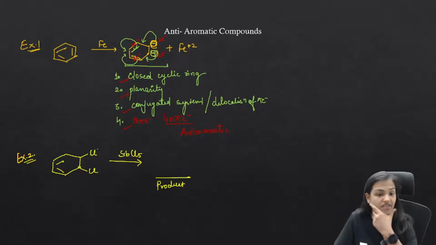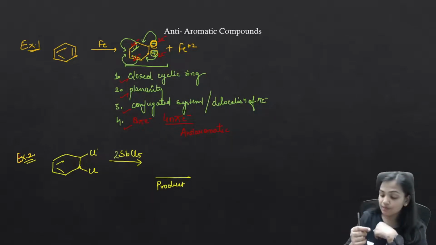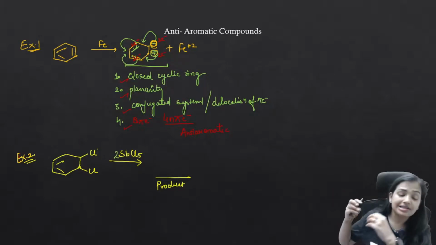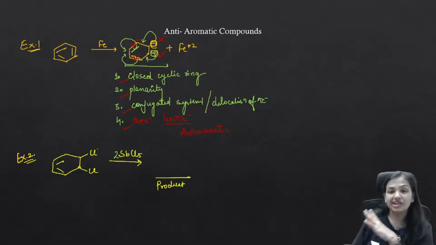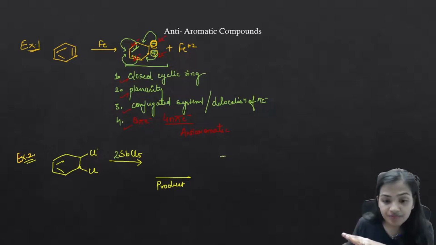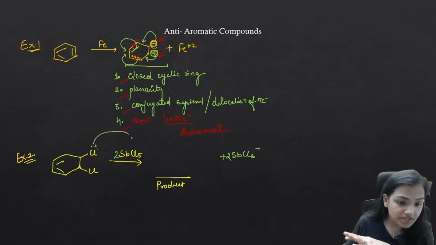Guys, if you are given 2 moles of SbCl5, SbCl5 is a Lewis acid. It has a tendency to expand its octet. So what can happen? It can form a coordination number 6, SbCl6. So ultimately there will be a loss of 2 moles of SbCl6 negative. When this chlorine is taken by this particular Sb, that is the antimony, we will be getting SbCl6 negative.